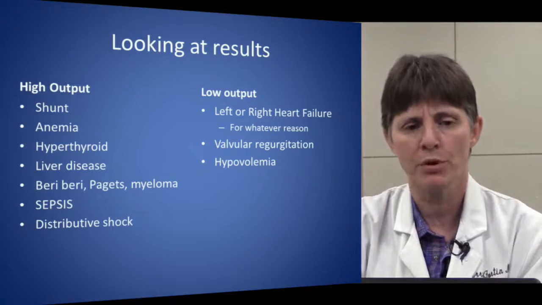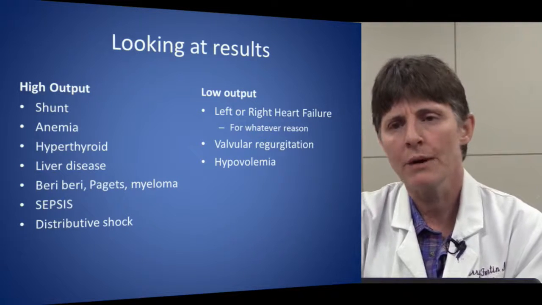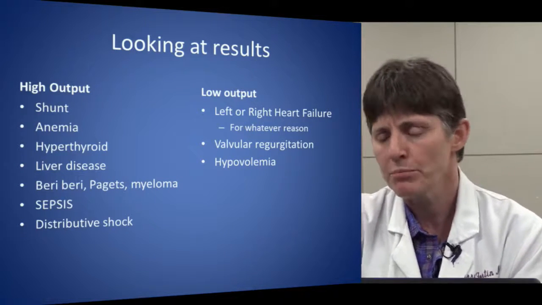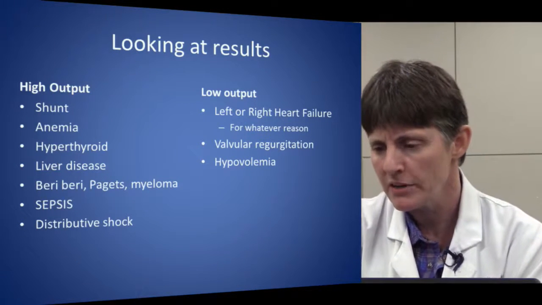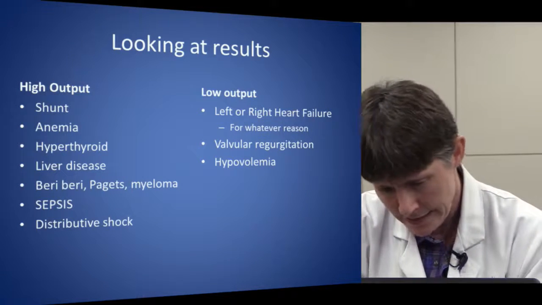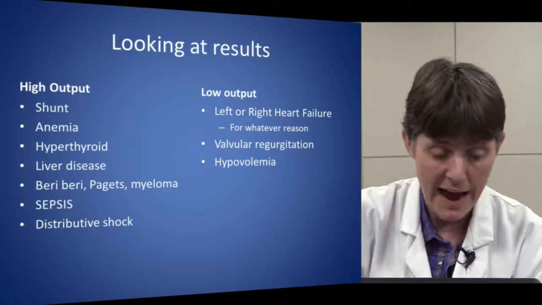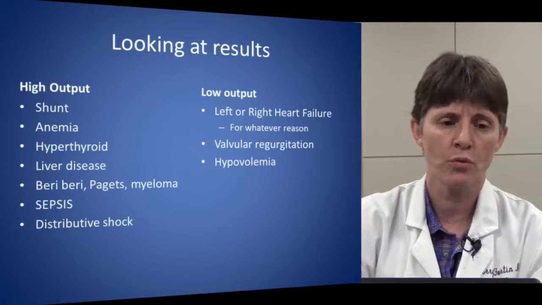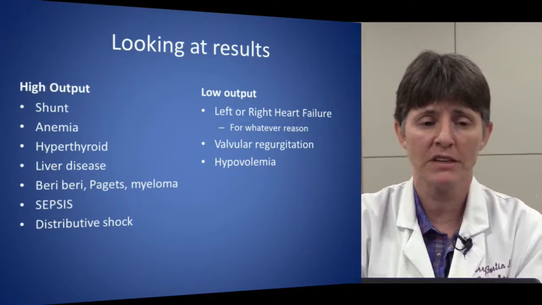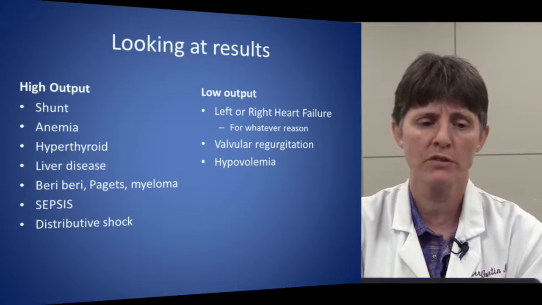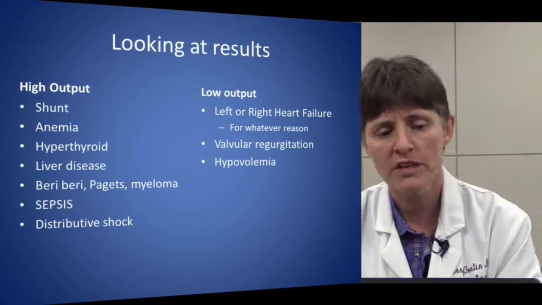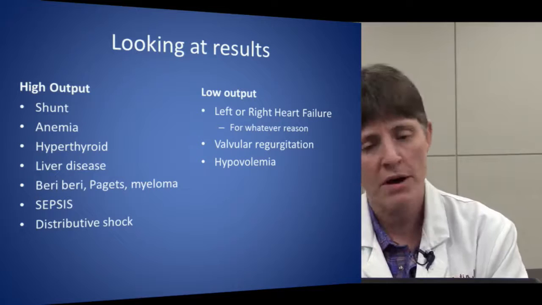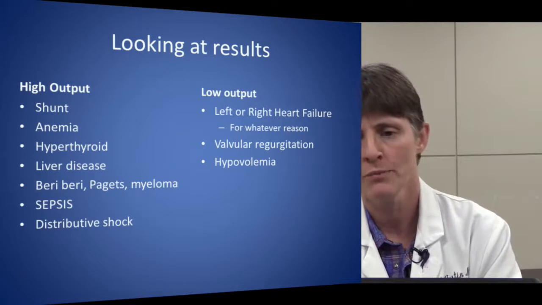And now we have outputs. And so when we get our outputs and we say, this output, he's a big guy, his output is 8, his cardiac index is now 4.5, and we'd say, wow, that's a high output. Why is that? Can we explain it because he has anemia? Is he hyperthyroid? Is there cirrhosis or liver disease? Are they septic? Is there some other distributive shock? Okay. Is it low output?